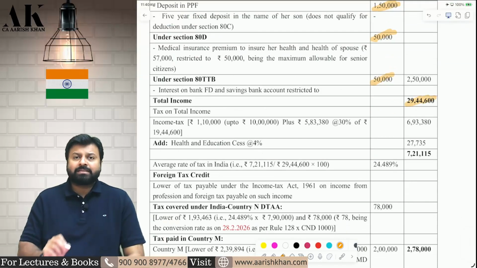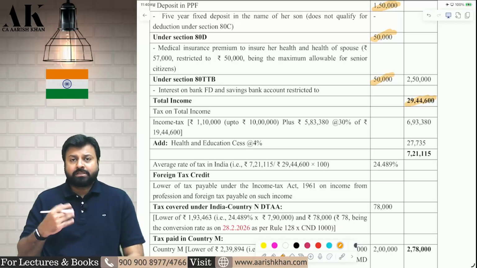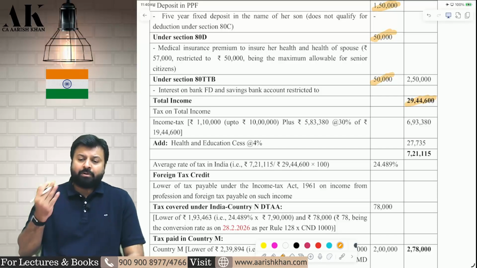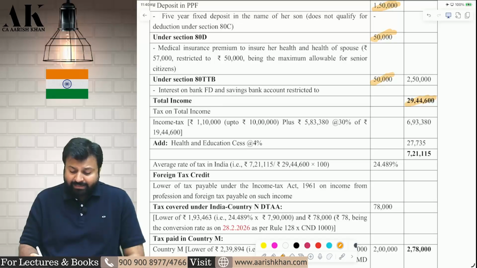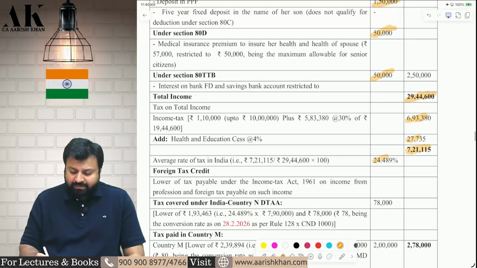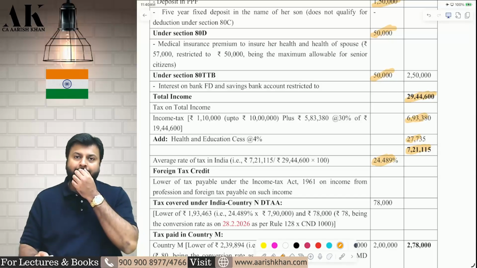I will apply slab rates as per the old regime because the assessee is following the old regime. Senior citizen, therefore up to 3 lakh rupees, no tax; above 3 lakh, 5%; above 5 lakh, 20%; and above 10 lakh, 30%. Therefore, my tax is coming to 693 plus cess, 721 is my tax. Therefore, the average rate in India is 24.489.